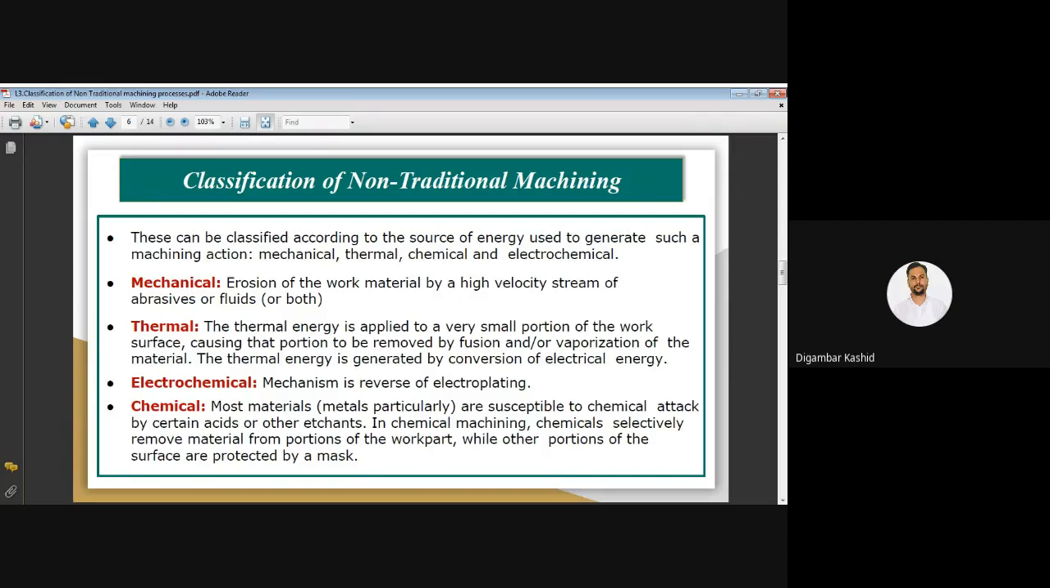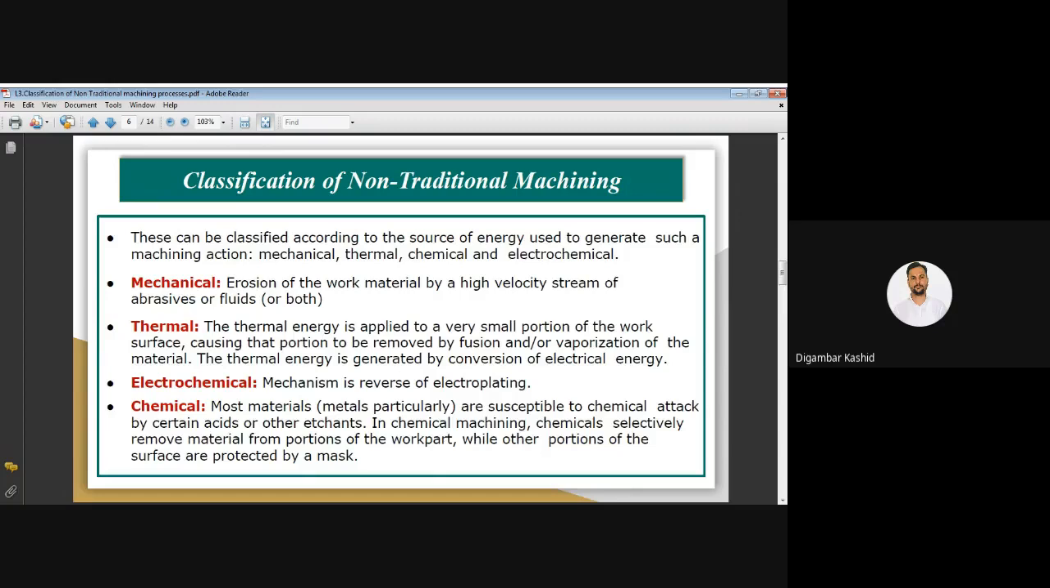So that thermal energy is applied to a very small portion of your workpiece surface. Okay, so thermal energy is applied to a very small portion of the workpiece, from where we want to remove the material. Due to the application of that heat energy, fusion and vaporization of the material will happen. Okay. Now, from where will we get this thermal energy?